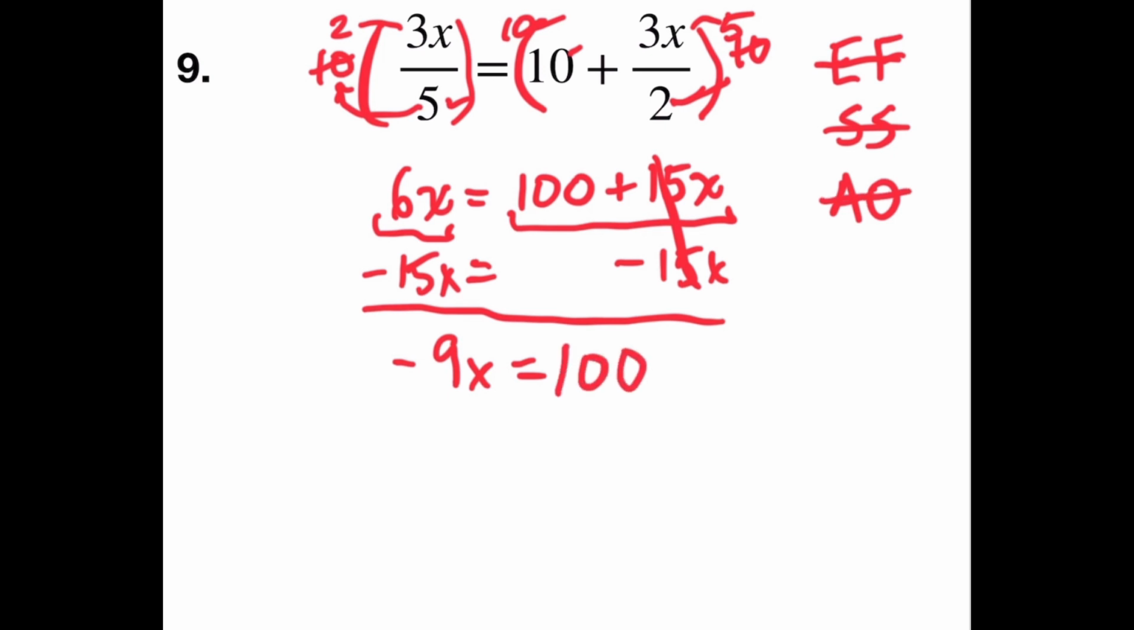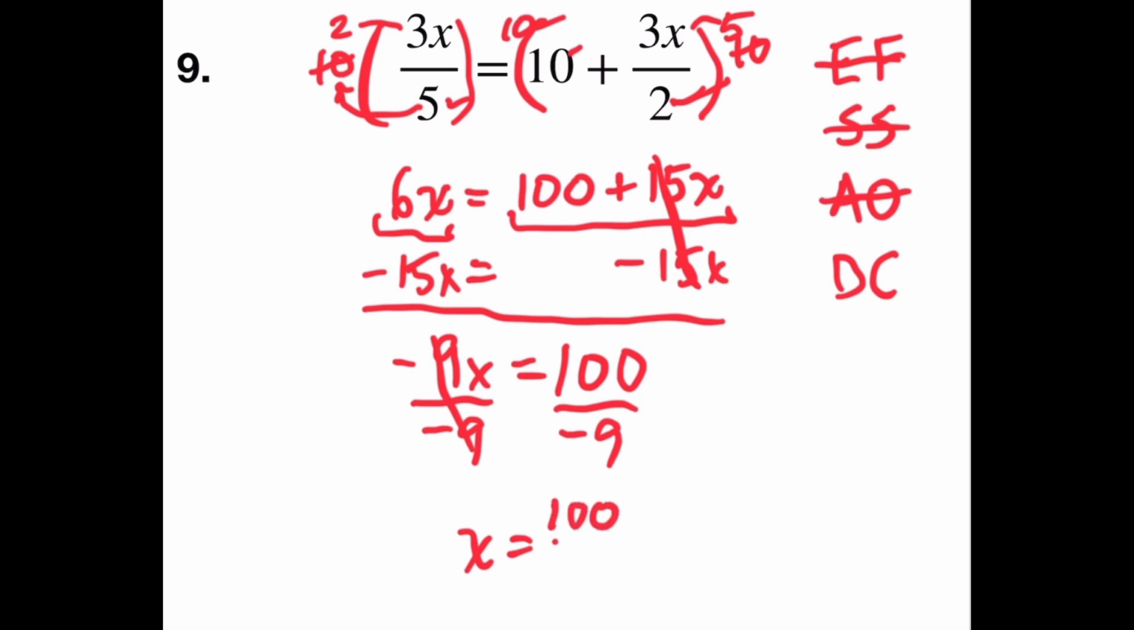That step's complete, and my 4th step is to divide both sides by the coefficient on the variable term, which in this case is negative 9. So negative 9 divided by negative 9 is 1x, and on the right side, 100 divided by negative 9 is not a clean division, so I'm just going to express that fraction as 100 over negative 9. So x equals 100 over negative 9.